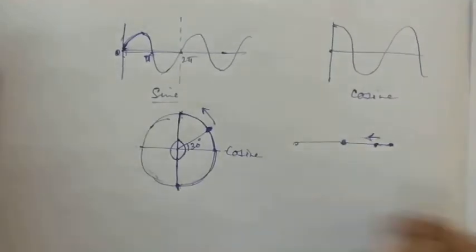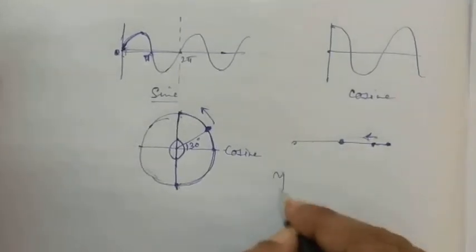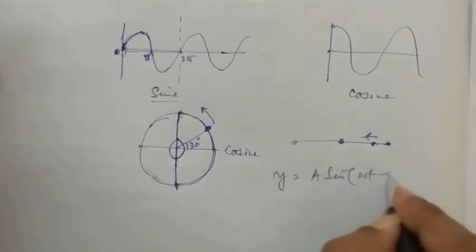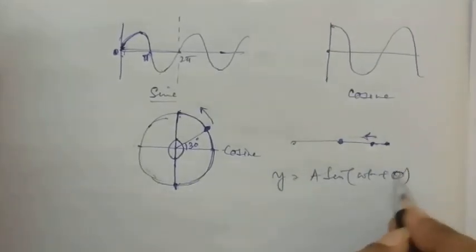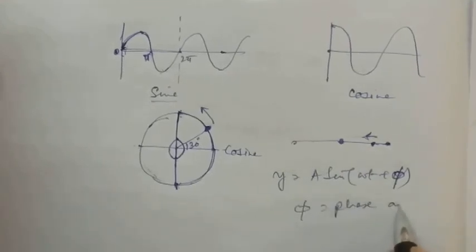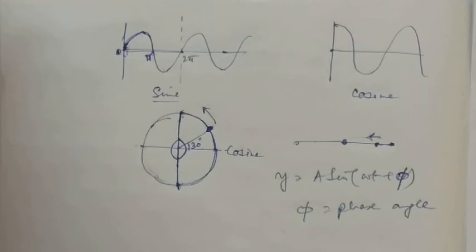Now how do we write the equation? The general equation is like this: y is equal to a sine of omega t plus theta, or rather phi. Here phi is known as the phase angle.